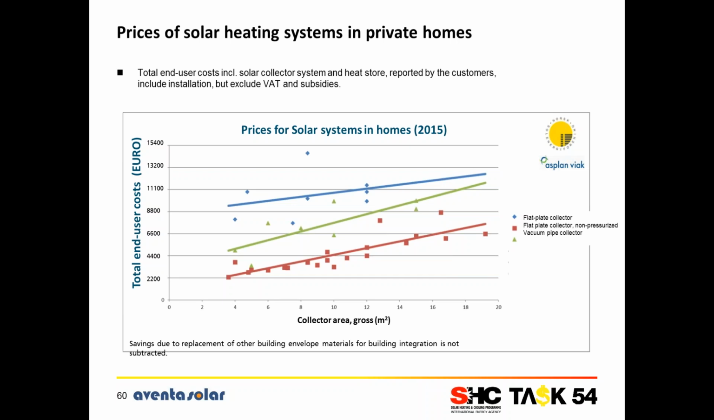And what we can see here is that we have three categories, 3 lines. One relates to flat plate collectors of conventional technology, one to flat plate collectors of non-pressurized technology, which is the polymeric concept, and one to vacuum pipe collectors. And you see clearly that for this type of systems, the smaller size systems, the lowest costs are reported for the non-pressurized technology.